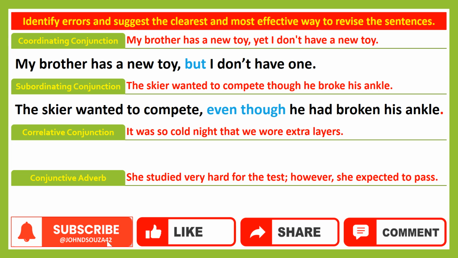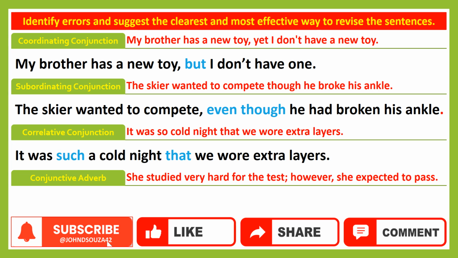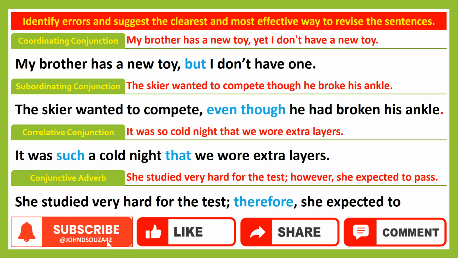Use such a before a noun phrase, for example, such a cold night, rather than so, which is generally placed before an adjective or adverb without a noun. For example, so cold that. Use the conjunctive adverb therefore to indicate a result or consequence rather than however, which is typically used to express contrast.